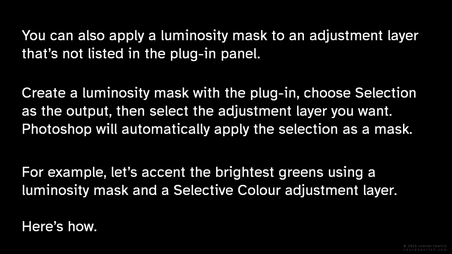You can also apply a luminosity mask to an adjustment layer that's not listed in the plugin panel. Create a luminosity mask with the plugin, choose Selection as the output, then select the adjustment layer you want. Photoshop will automatically apply the selection as a mask. For example, let's accent the brightest greens using a luminosity mask and a selective color adjustment layer. Here's how.